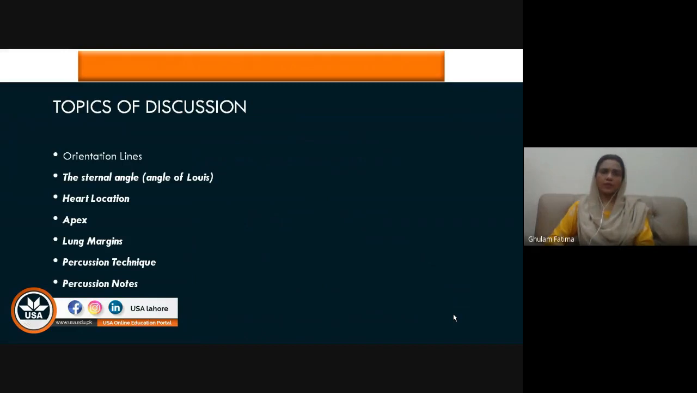Coming towards the topics of discussion, the main topics today will be the orientation lines, which help us to divide the different parts of the body and understand the surface anatomy. Then we'll discuss the sternal angle, also called the angle of Lewis. Then we'll discuss the heart location, along with the apex and apex beat palpation. Then we'll discuss the lung margins and where the different lung lobes are located.